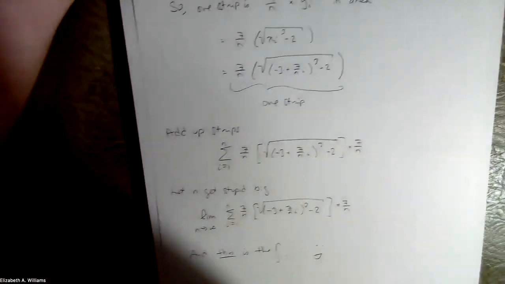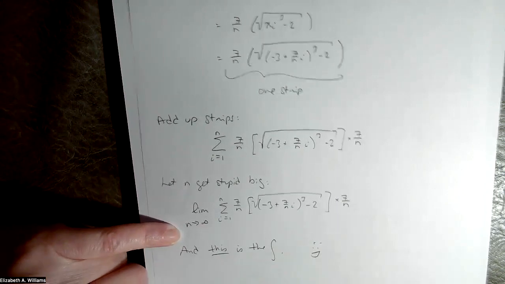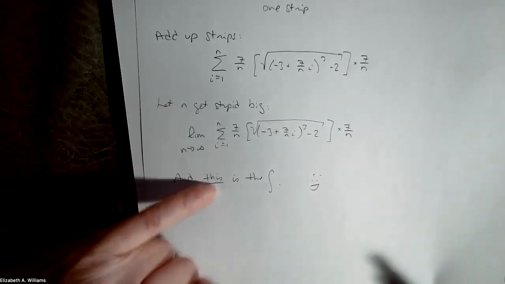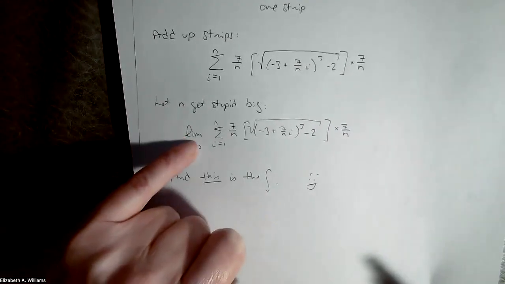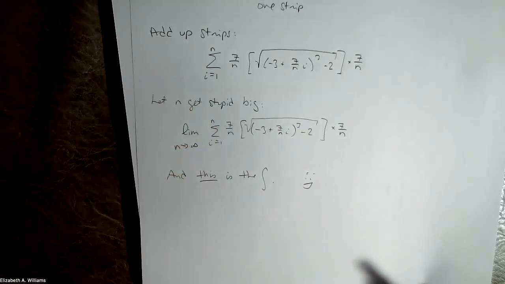And then you take the limit, you let n get stupid big, so you take the limit of that sucker, and that's the definition of the integral. The integral is the limit of those summations as n gets bigger and bigger and bigger.